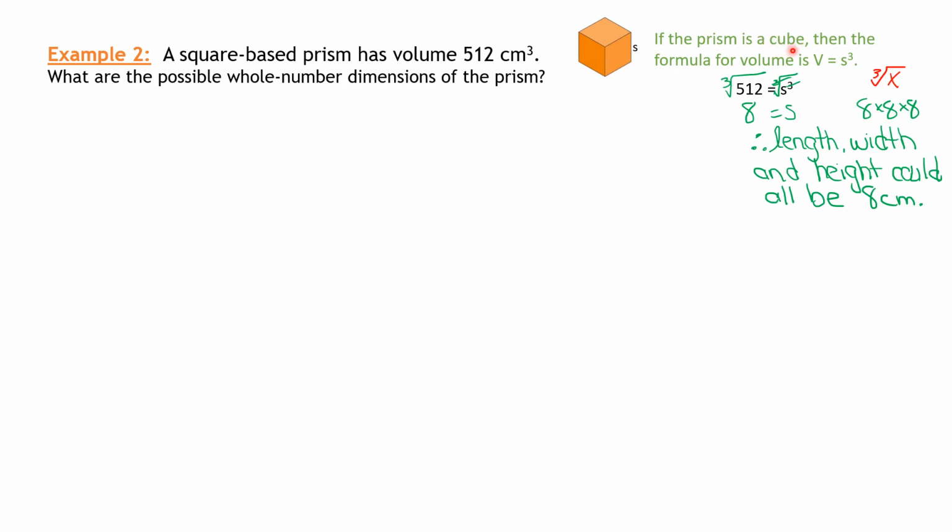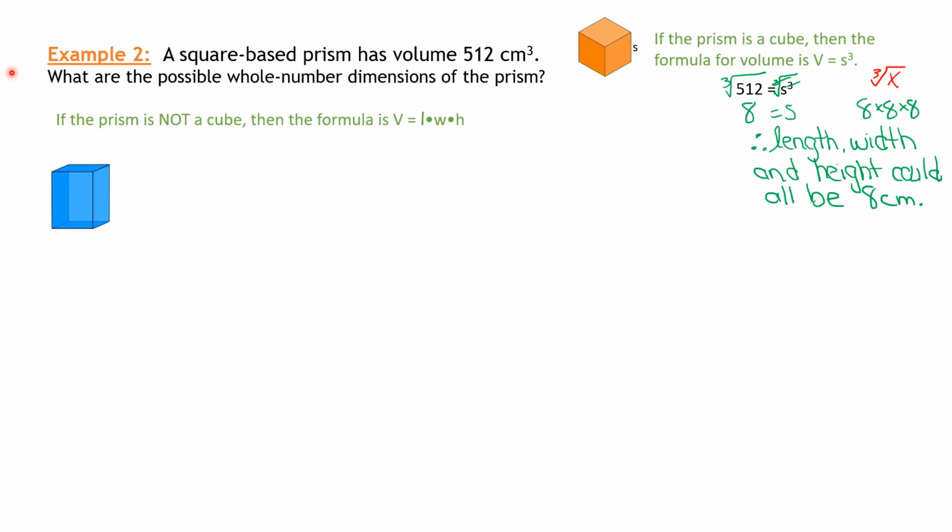And that will minimize our surface area, so it's an important one, but the question is asking for all the whole number dimensions. So what else do we need to think about? If the prism is not a cube, then our formula for volume is length times width times height. And we're given the volume. We're talking about volume here. That's why we're using this formula. So if it's not a cube, then we're just doing length times width times height.